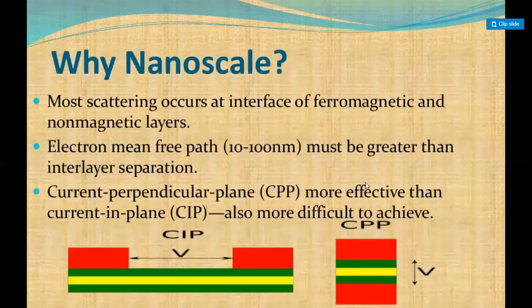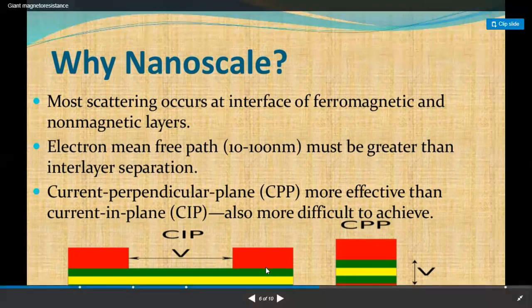Why should the nanoscale be used in GMR? Most scattering occurs at the interface of the ferromagnetic and non-magnetic layers. The electron mean free path, approximately 100 nanometers, must be greater than the inter-layer separation. Current perpendicular to the plane is more effective than current in plane, but also more difficult to achieve.